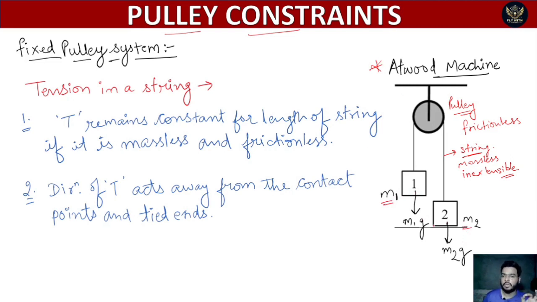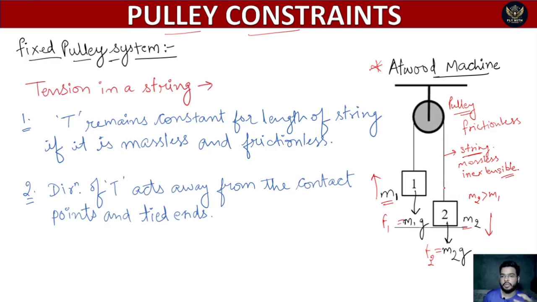The acceleration due to gravity is acting on these masses in the downward direction, so the force is equal to mg. For this case it is m1g, f1 for this, and f2 for this. Now, when for example m2 is heavier than m1, then m2 moves downward and m1 moves upward.